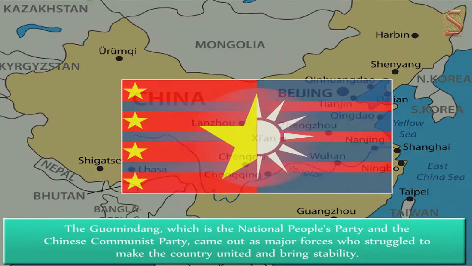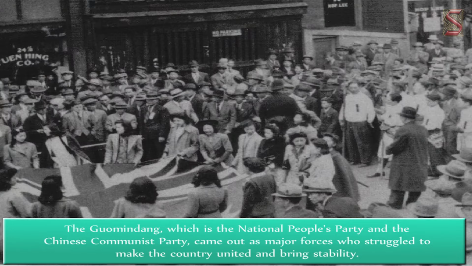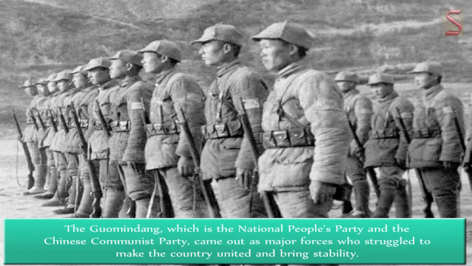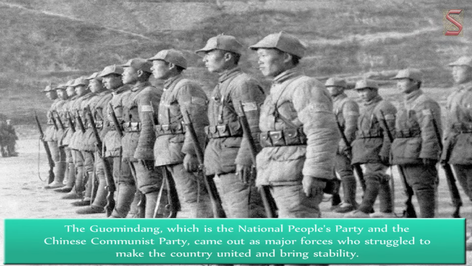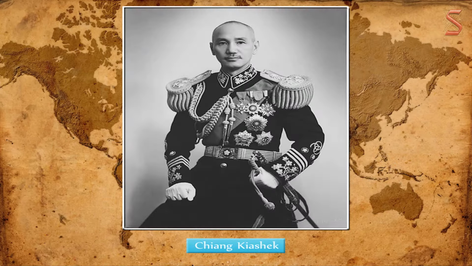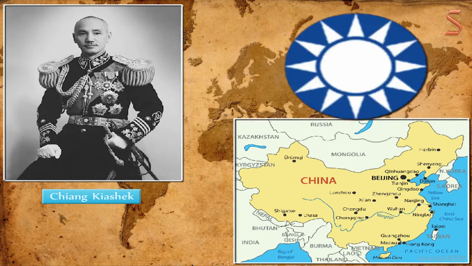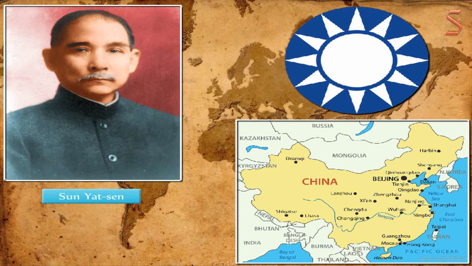The Kuomintang, which is the National People's Party, In addition, clothing, food, housing and transportation were identified as the four great needs. Chiang Kai-shek ruled China between 1887 and 1975 as the leader of Kuomintang after the death of Sun Yat-sen.